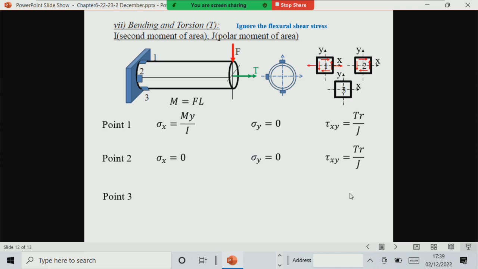Now here, we've been told that we can ignore the flexural shear stress. Otherwise, we have a VQ over IB as well, but at the moment it's asking us to ignore the flexural shear stress. So the flexural shear stress would be added to TR over J because it's shear. Anyway, at the moment we ignore it.